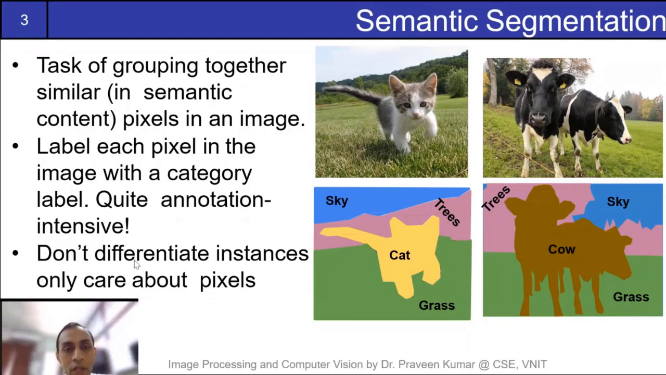And of course, in this task we are not going to differentiate multiple instances. So if there are two cows, we may categorize them just by a single label, because we are not making a distinction between multiple instances of the same class. So is that clear? So how can we use CNN to do this?